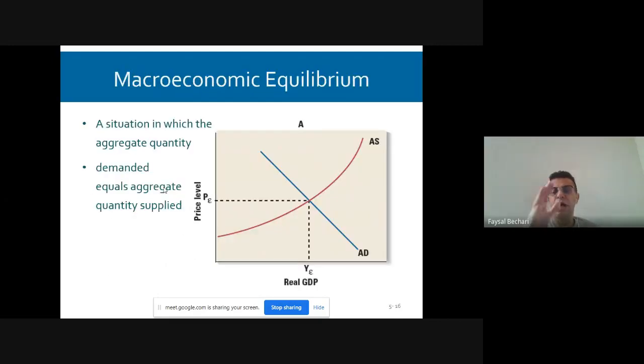Now, as we spoke about in earlier chapters, there is a demand and supply, and they have an equilibrium level at a certain price. That equilibrium level is the real GDP also. It is a situation in which the aggregate quantity demanded equals the aggregate quantity supplied. Here is the equilibrium point where aggregate demand and aggregate supply meet, and this is P3, which is a certain level of price.